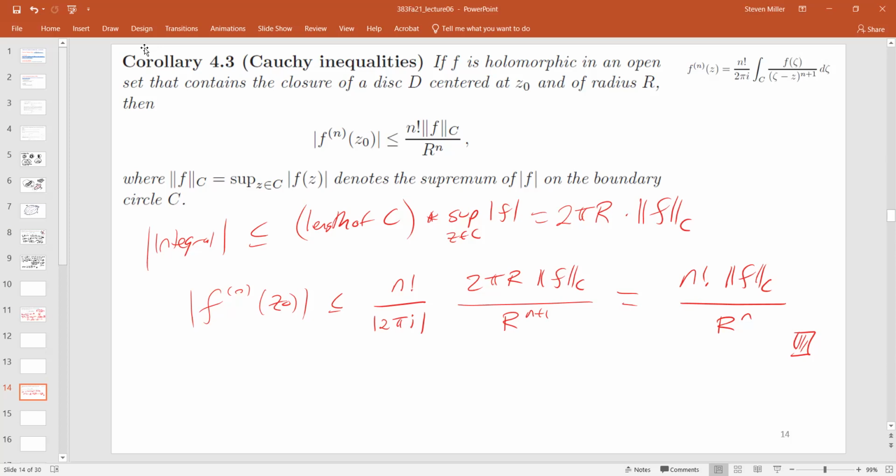And so this tells you that if f is holomorphic, its nth derivative can't be too large in terms of its values on the boundary. And so if its value is too large, then your assumption that it was holomorphic must be false. So we will see some interesting consequences of this later.